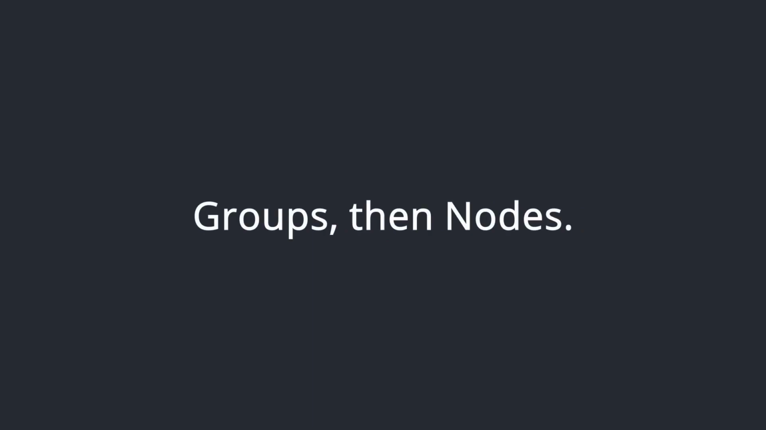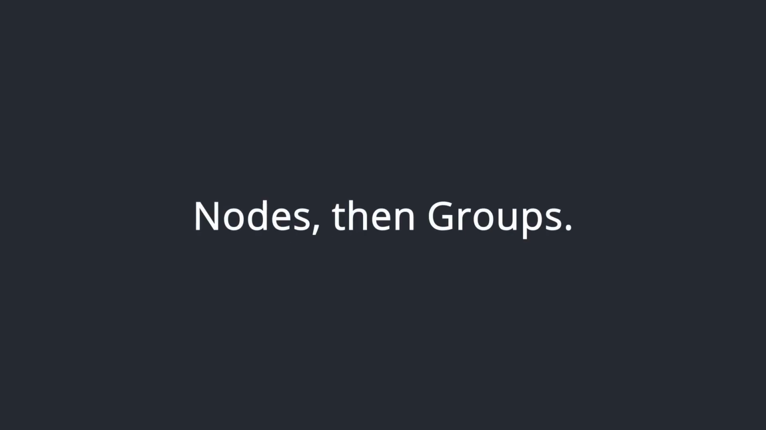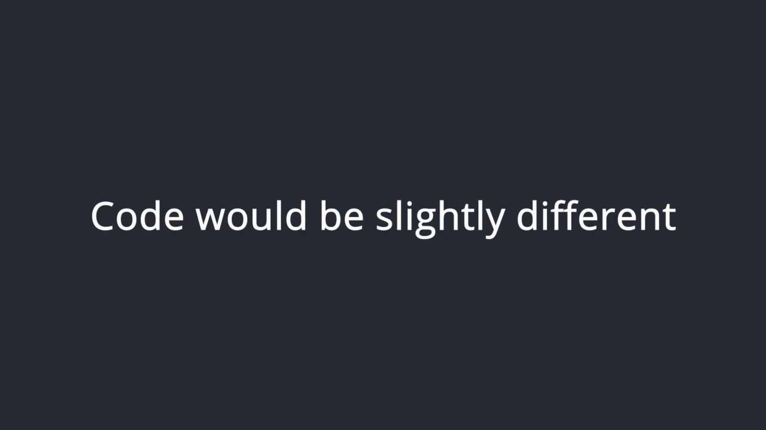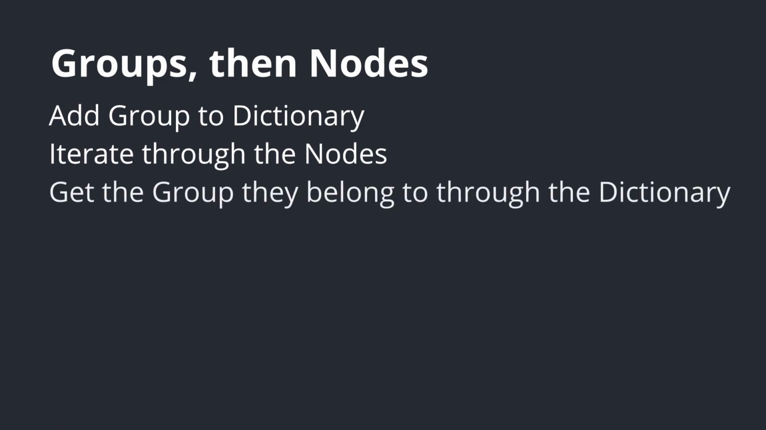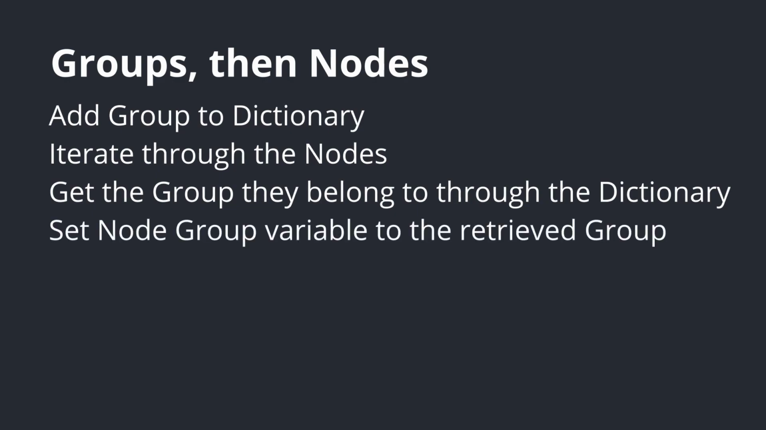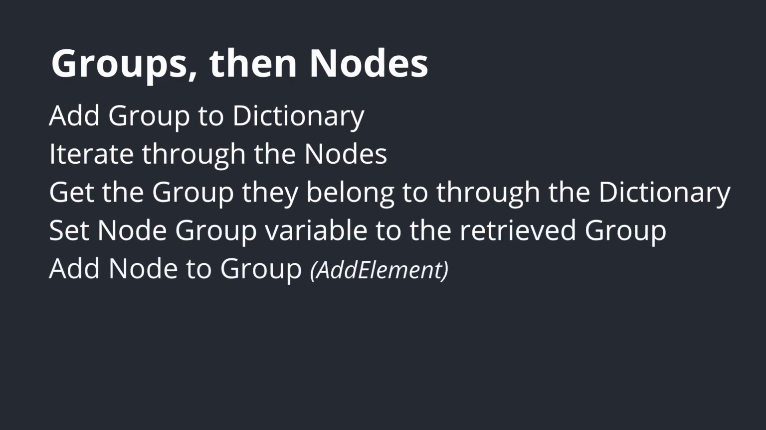We can load them in whatever order we desire, so either our groups first and then our nodes, or our nodes first and then our groups. The code will only be slightly different. In the first one, we will add the groups to a dictionary, and when we start iterating through our nodes, we will get the group the node belongs to through that dictionary. I'll set its group variable to that group and add it as an element to the group, so that our node becomes a grouped node.